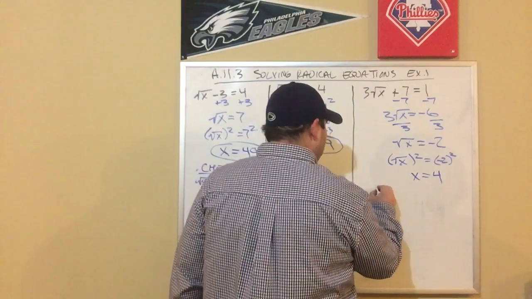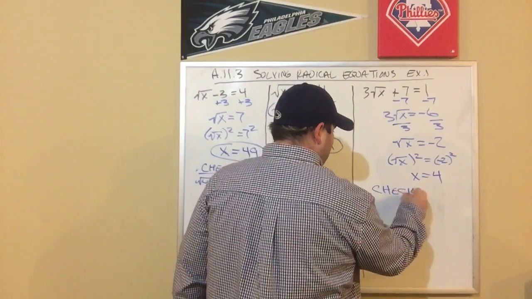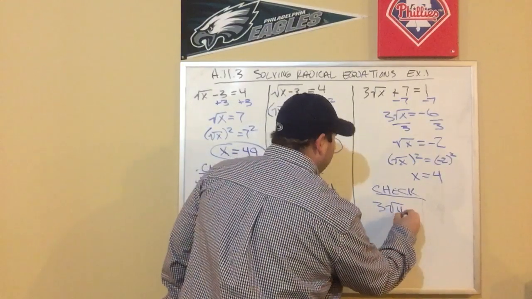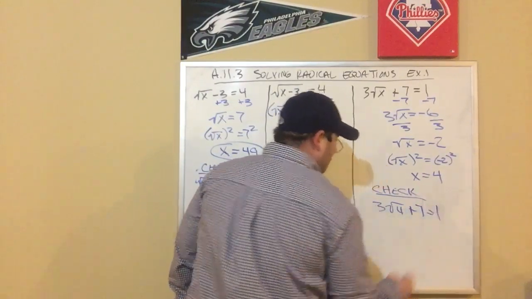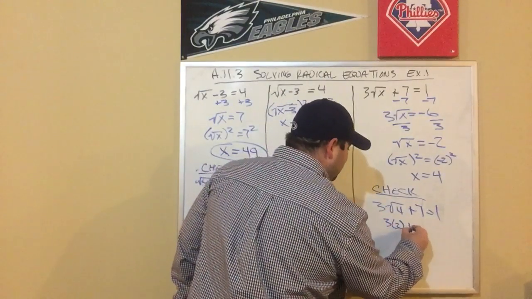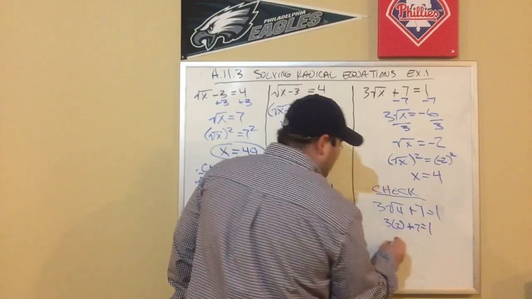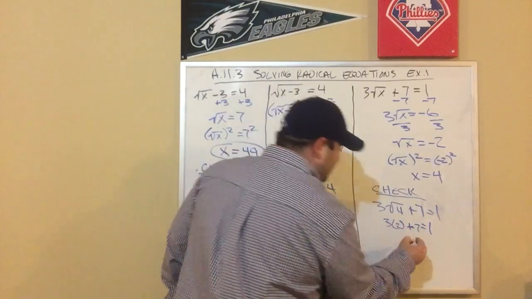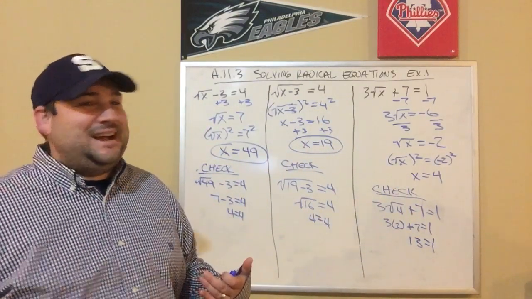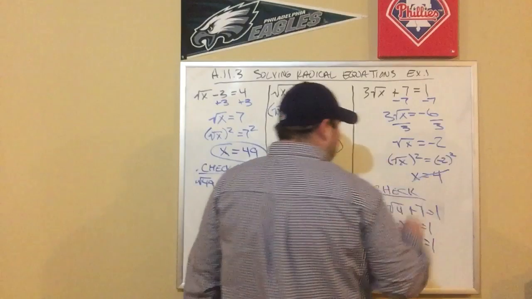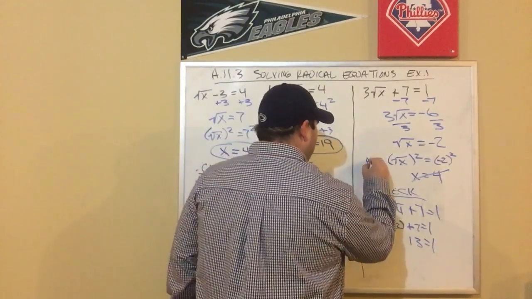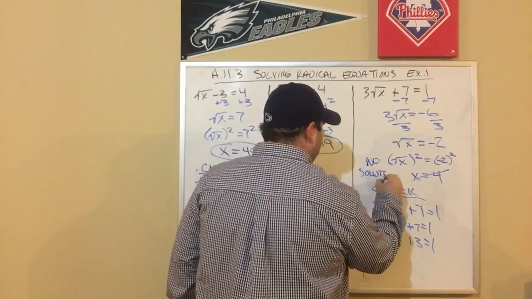I'm going to check my answer. So I'm going to take the 4, so it's going to be 3 times root 4 plus 7 equals 1. The square root of 4 is 2, so that's 3 times 2 plus 7 equals 1. I'm just going to do the rest of this math. 3 times 2 is 6, plus 7 is 13. I get 13 equals 1. 13 does not equal 1. This is not an answer. So now there's no answer, so our answer is no solution.